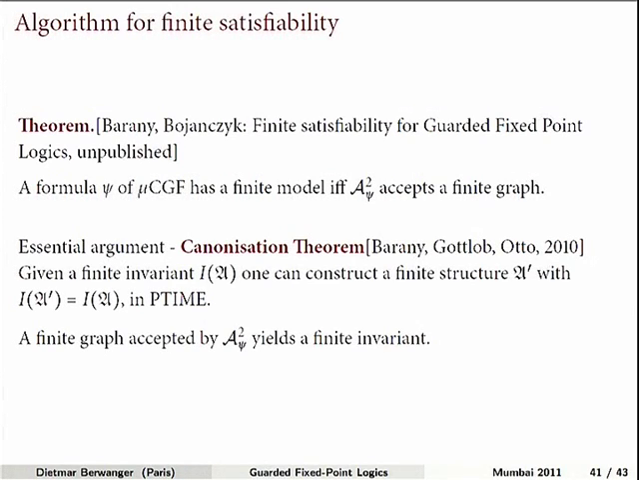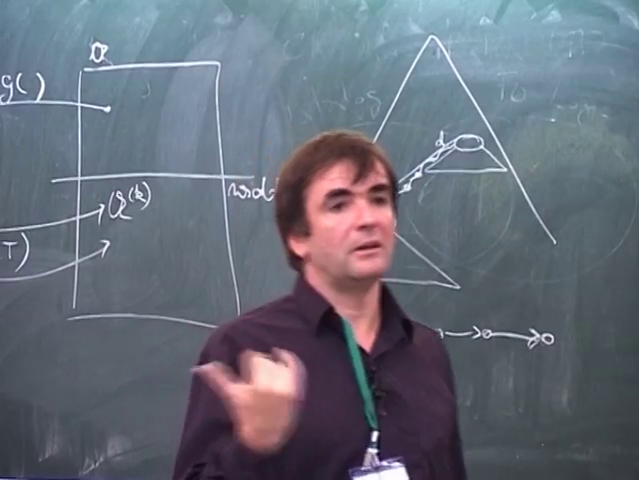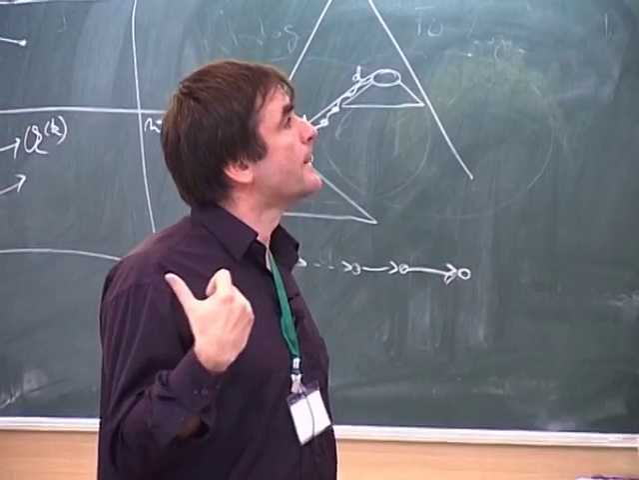And it turns out that, after many years, Barany, Gottlob and Otto came up with this theorem that I called the magic theorem yesterday, and that says that if I have a graph over finitely many guarded isomorphism types, this is the invariant of the Ehrenfeucht-Fraïssé graph, then I can reconstruct a finite model.